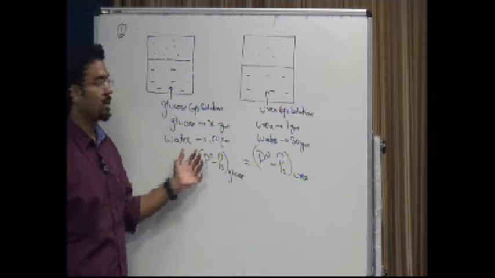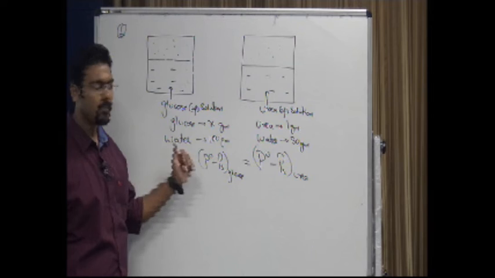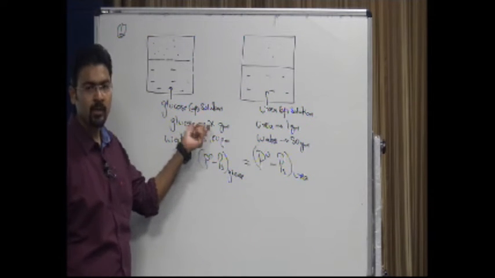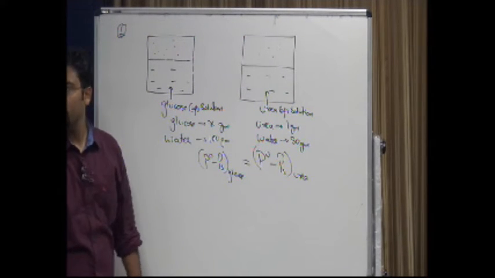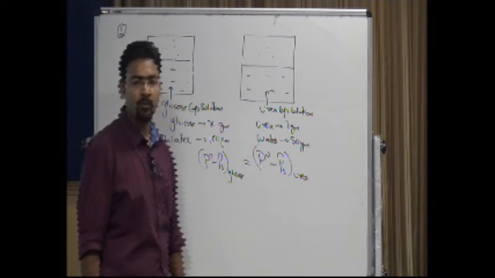It says that the two solutions show the same lowering in vapor pressure. So what should be the mass of glucose for this condition to be true? Let the mass of glucose be X gram, and then let's quickly apply the formula.